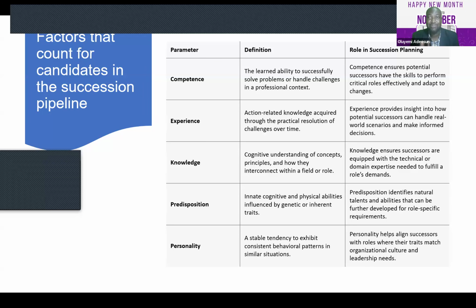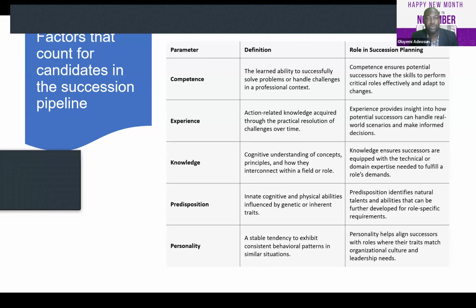Of course, competence is learned ability to successfully solve problems or handle challenges in a professional context. Experience is action-related knowledge, acquired through the practical resolution of challenges over time. Knowledge is cognitive understanding of concepts, principles, and how they interconnect within a field or role. Typically you get knowledge through degrees, masters, certifications, and so on. Predisposition is innate cognitive and physical abilities influenced by genetic or inherent traits. Something you say, I was born like this, or it runs in our family, that kind of thing.